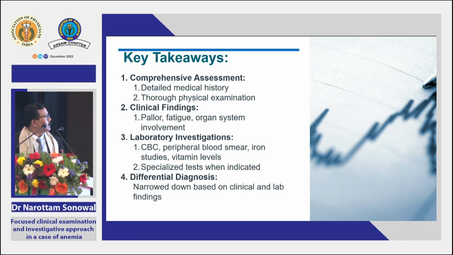So with all that, physical examination, history, and focused investigations, the key takeaways are a comprehensive assessment. A detailed medical history is very important, and a thorough physical examination is very important for evaluation of anemia. Clinical findings such as pallor and fatigue, and organ systems, should be examined properly to see whether they are involved. Then laboratory investigations: CBC, peripheral blood smear, iron studies, and vitamin levels. If necessary, we should go for specialized tests.